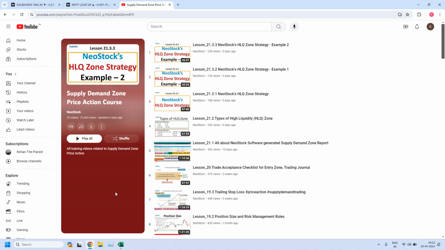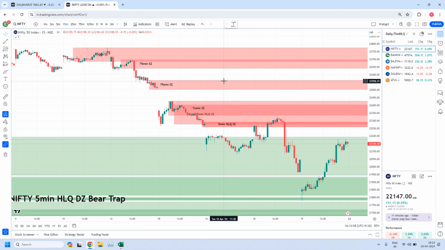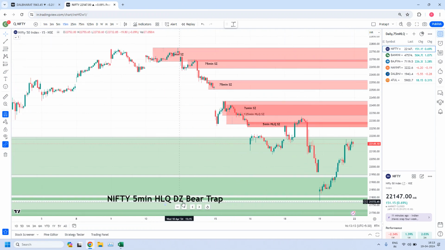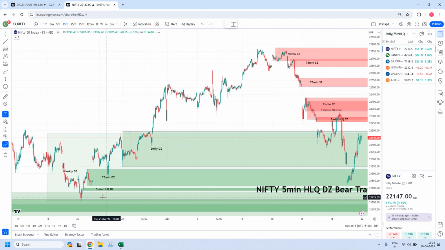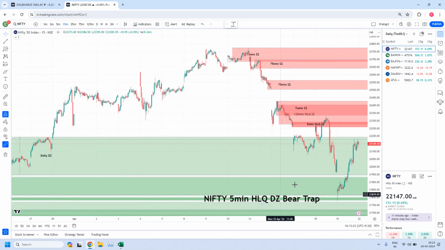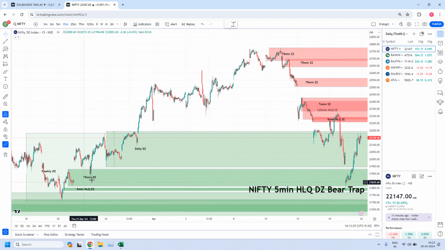Now let's get into the analysis discussion. Even before that, let us quickly go through NIFTY 50. In the last video I recorded about NIFTY 50 analysis based on supply demand zone chain, I talked about this NIFTY 5 minutes high liquidity demand zone bear trap. We have a high liquidity 5-minute zone, and this is acting as a bear trap. Just above we have a 75-minute zone, and just above that a daily demand zone.